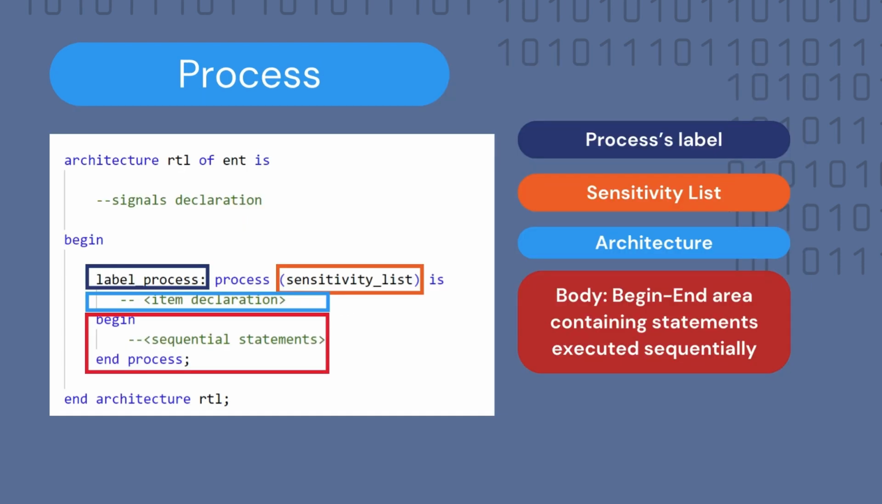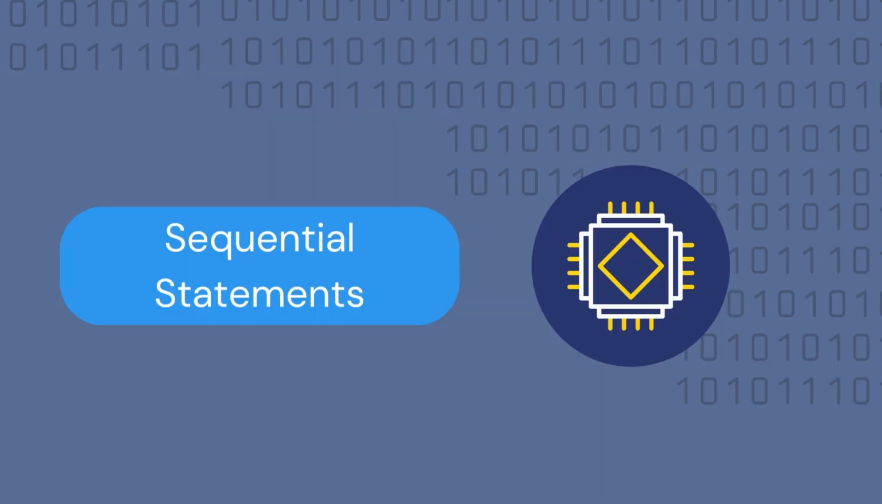Now that we've understood processes and their sensitivity lists, we also have the third part of the process, which is the declaration part, and this is useful to declare any variables that would be needed within the process sequential statements. And finally, the fourth part of the process is the interesting part, and it's the body. We will talk about the different types of sequential statements that can be used within the body in the next few slides.